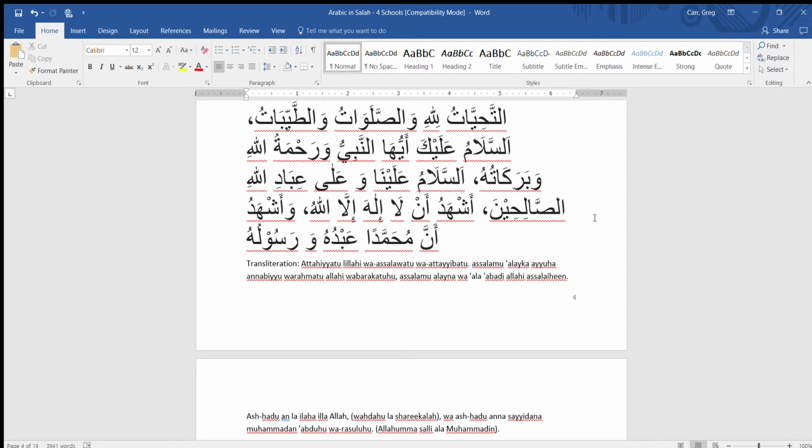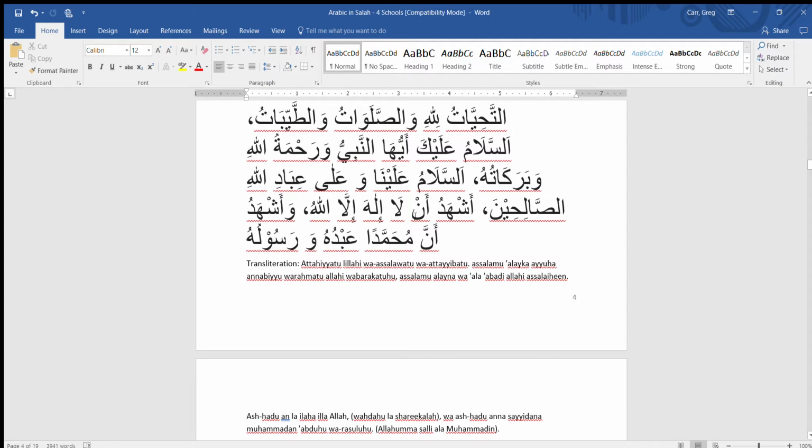Ashhadu an la ilaha illallah. Ashhadu an la ilaha illa Allah. Ashhadu, the means I bear witness. Ashhadu. Another example is you could say nashhadu, which means we bear witness. Ashhadu an la ilaha illa Allah. And you can't say nashhadu in the tashahhud, by the way. I'll just give an example of the meaning behind it. Ashhadu an la ilaha illa Allah.